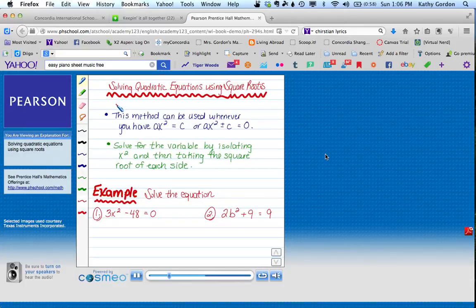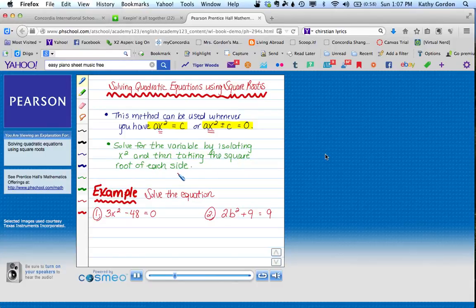Hello there, my name is Mrs. Jenkins. I wanted to give you some help in looking at a topic of solving quadratic equations using square roots. The method of square roots can be used whenever you have an equation of the type where you have ax squared equal to c, a constant, or ax squared plus or minus c, a constant, is equal to 0. Your only variable is the variable, in this case x, that's being squared. Then you can use the method of square roots. To use this method, you're going to solve for the variable, first of all, by isolating x squared. Then you're going to take the square root of each side.